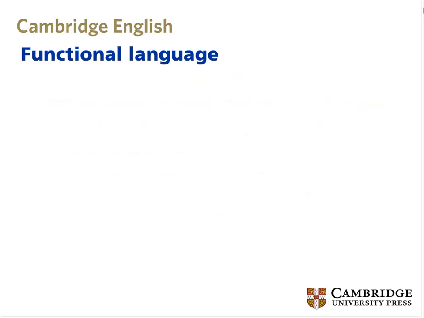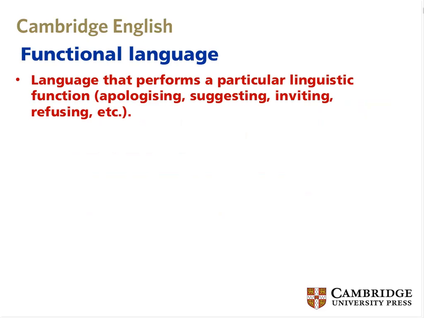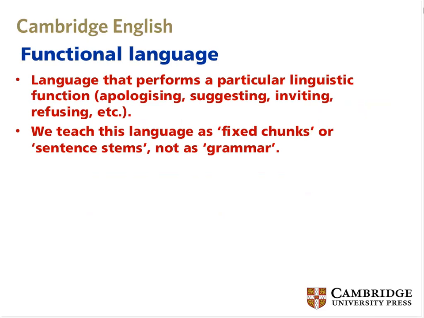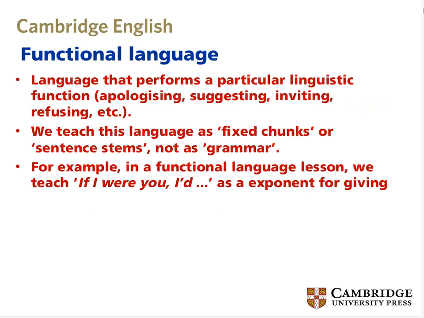In terms of functional language, this is language that performs a particular linguistic function, such as apologizing, suggesting, inviting, refusing, etc. Again, we tend to teach this language as fixed chunks, or what we call sentence stems, the beginning of a sentence. And they're not taught as grammar itself. For example, in a functional language lesson, "if I were you" we'd teach as an exponent for giving advice, and not as a second conditional, although of course it is a second conditional as well.